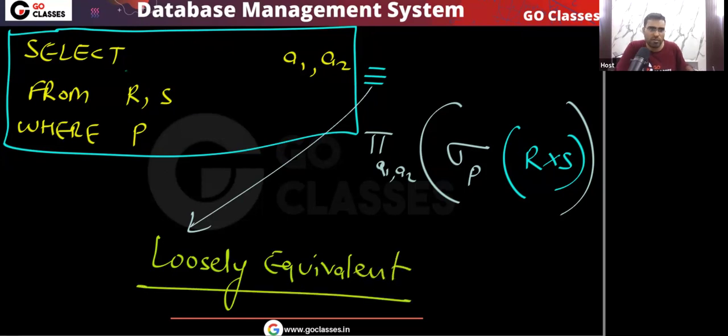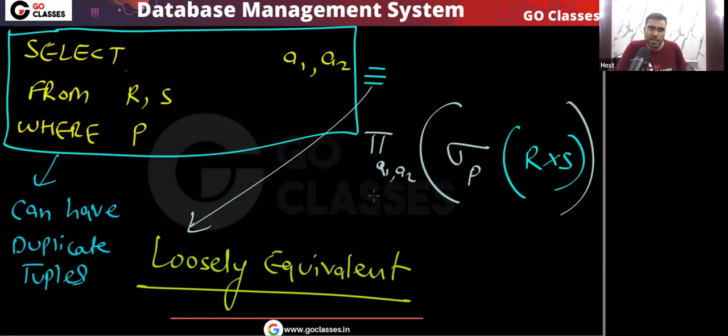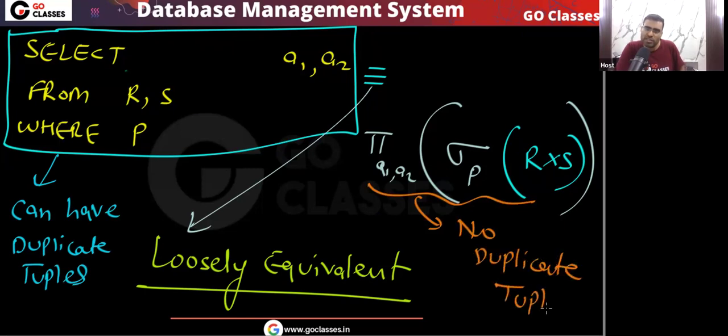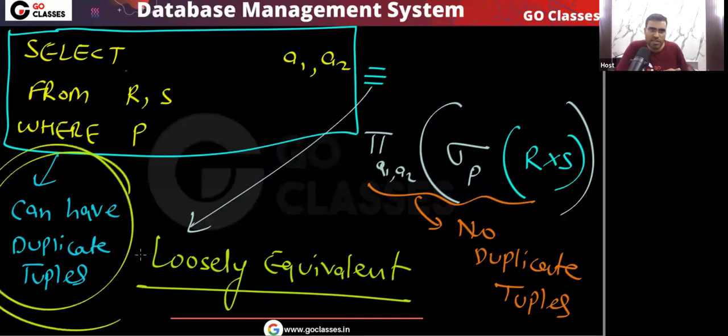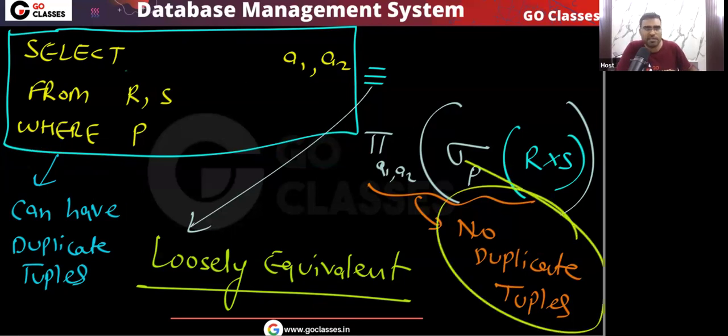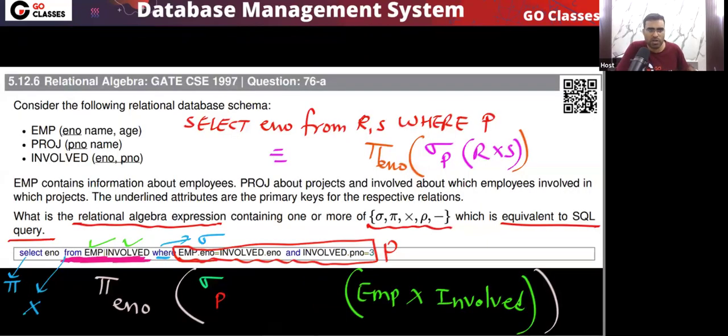Because this can have duplicate tuples, and here there are no duplicate tuples. So you cannot say they are equivalent. They are loosely equivalent, because the only difference is that here you can have duplicate tuples, and here there will be no duplicate tuples. Is this point clear to everyone? Let me know.